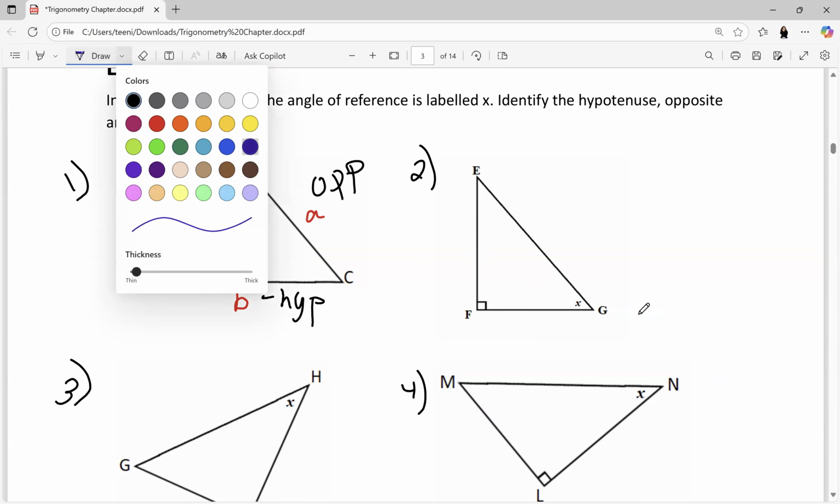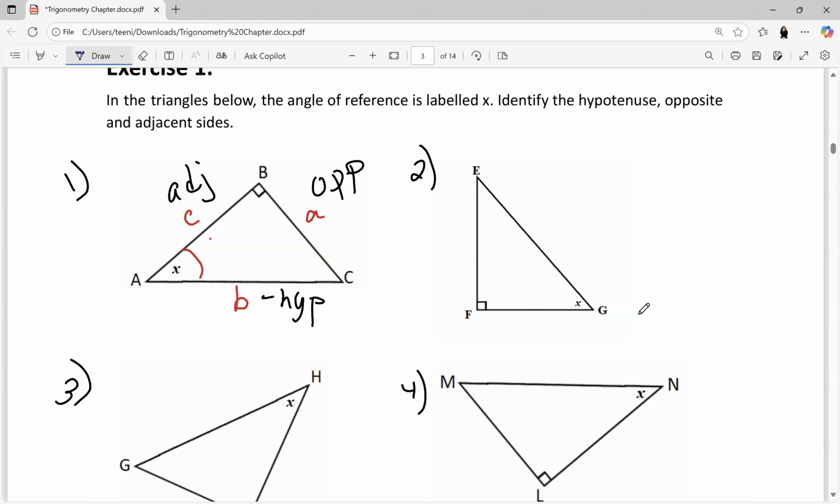In question 2, which side is the hypotenuse? The one between G and E. Okay, so that's side F, right? Because it's the side opposite angle F. So F is the hypotenuse, all right. Where is the opposite side? F and E. Yep, that's side G, or side EF. And then, of course, the third side is the adjacent, right? So I always find it easy to identify the hypotenuse first and then the opposite.